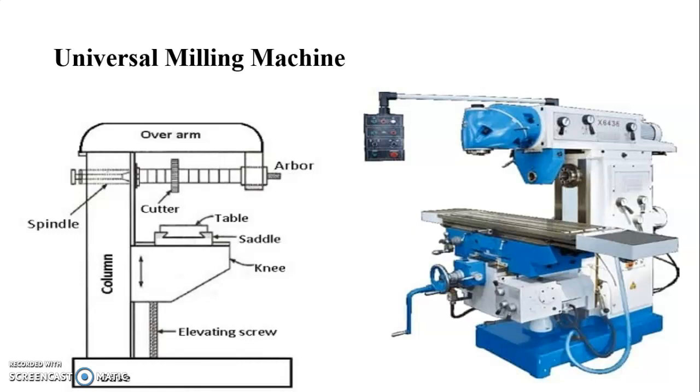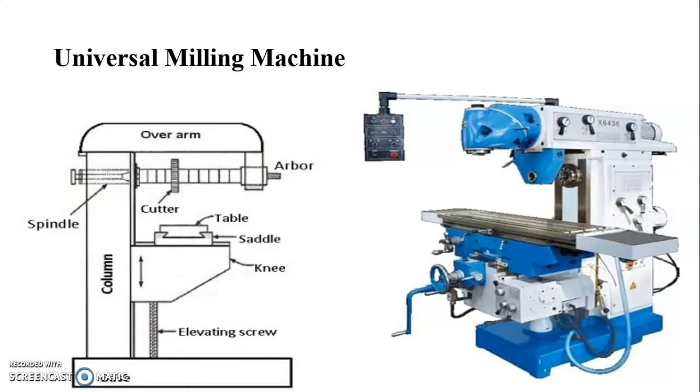The next part, that is the table. The table is mounted on the saddle and can be moved in the longitudinal direction. The table is provided with T-slots to hold the workpiece. Circular guideways are also provided on the top surface of the saddle so that the table can be swiveled in a horizontal plane about 45 degrees on both sides.